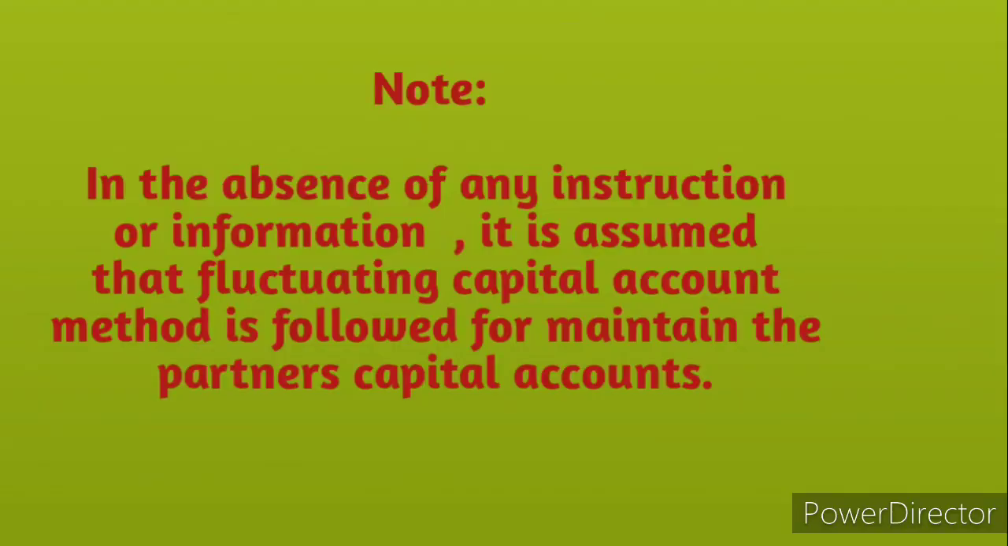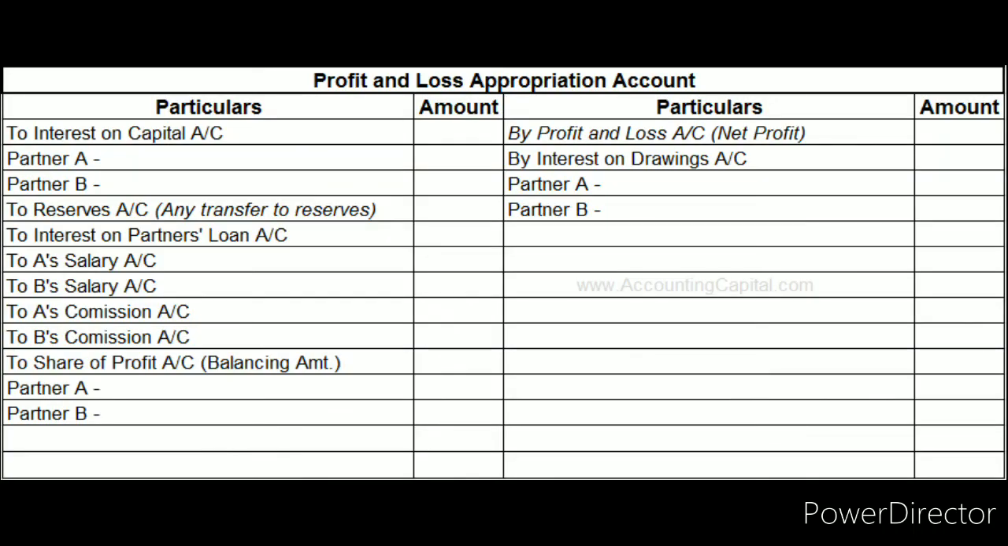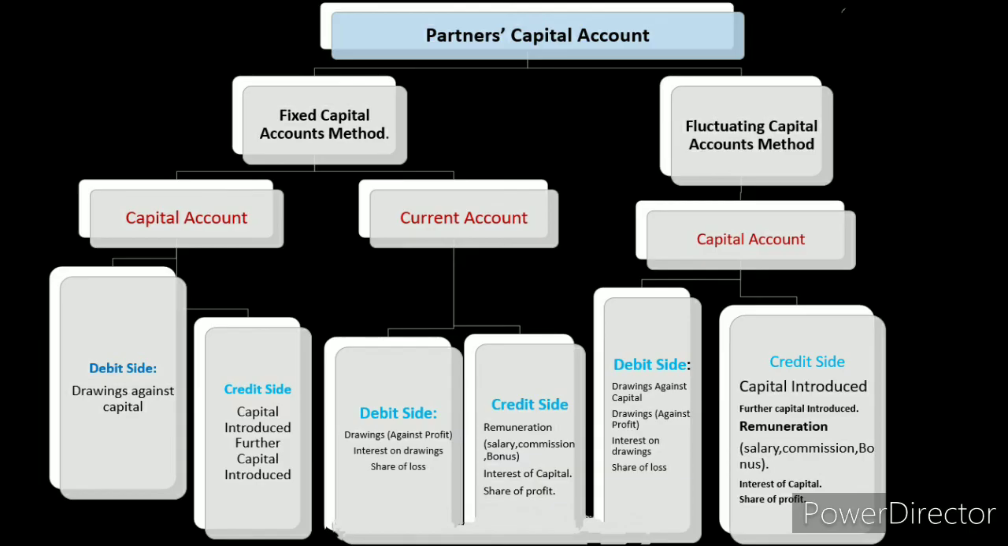Again, you have to keep in mind one note: in the absence of any instruction or information, it is assumed that the fluctuating capital method is followed for maintaining the partner's capital account. So this was the fluctuating capital method account. This was the pro forma of the partner's capital account prepared under the fluctuating capital method, right? So here was the profit and loss appropriation account and partners' capital account under both methods, the fixed capital method and the fluctuating capital method.